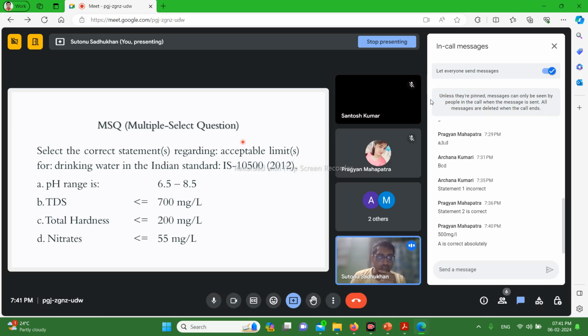Okay. Progyan is telling A is absolutely correct. Yes, it is obvious because whatever water we drink should not be acidic and it should not be highly alkaline or basic, otherwise it will harm the inner wall of our digestive tract, right? So A is obviously correct, and you are telling 500 milligram per liter. What is it? It is not in the option. So which one you are telling? TDS or total hardness? I'll comment a bit on that.